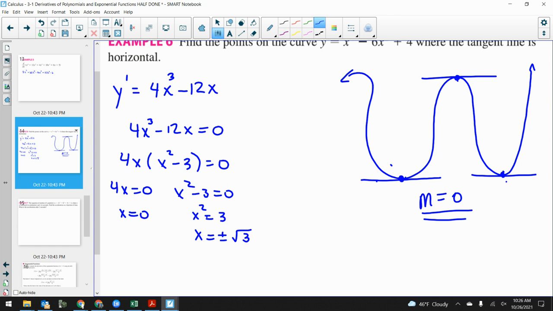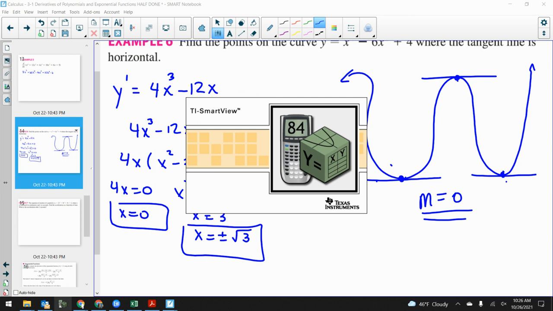So this function has peaks or valleys at those 3 spots. Yes, I said 3, and I said that correctly. Those 3 spots: at negative radical 3, at 0, at positive radical 3. Let's look at it on a graph just to verify that. Let me see what it looks like real quick.